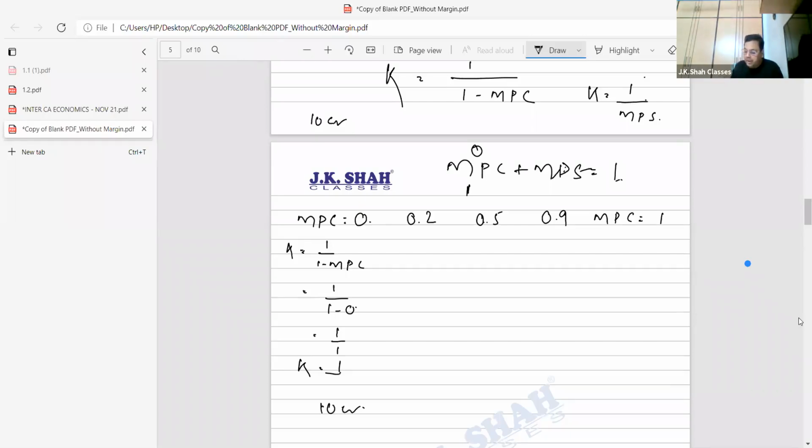How? Reason is simple: multiplier is only 1. If multiplier is 1, then 10 crore will be 10 crore only.